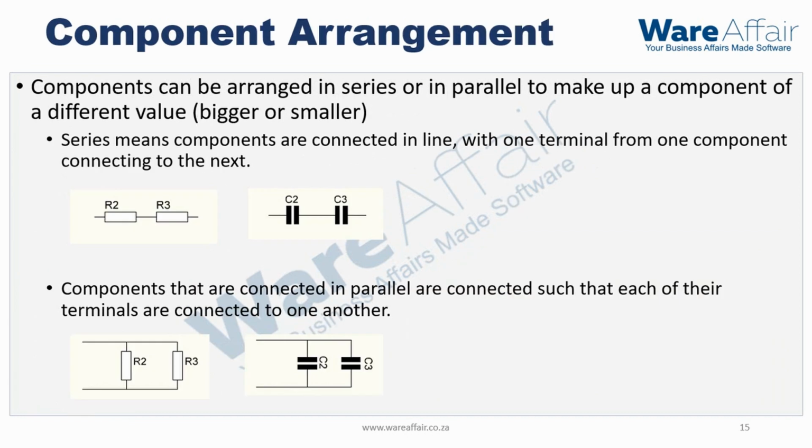Let's look at component arrangement. Components can be arranged in series or in parallel to make up a component of a different value, which could be either bigger or smaller. Series means components are connected in line with one terminal from one component connecting to the next. Components that are wired in parallel are connected such that each of their terminals are connected to one another.